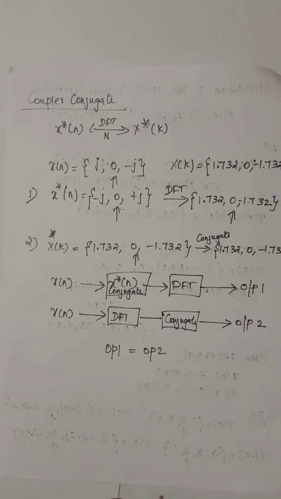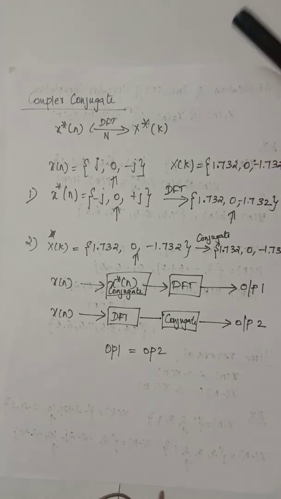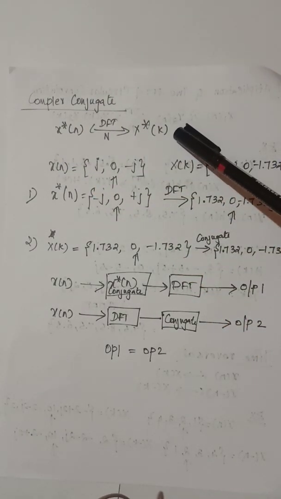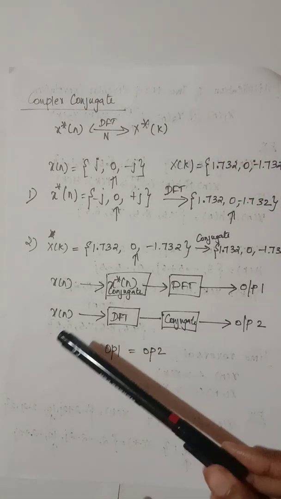Next property is the complex conjugate property. That is, if the DFT of x of n is X of k, then performing the complex conjugate of x of n, its corresponding DFT is X conjugate of k. This we will see now.